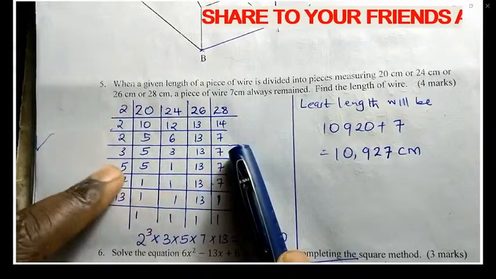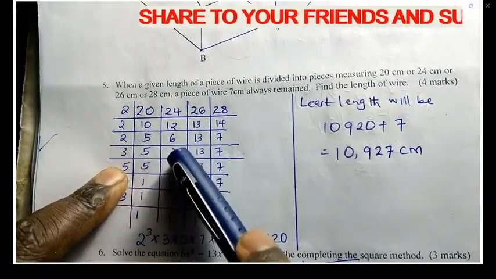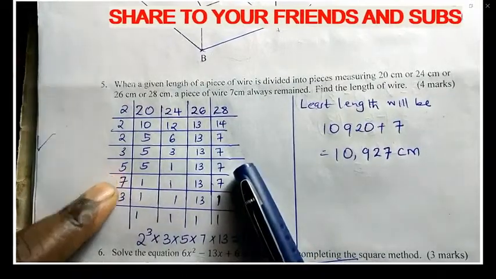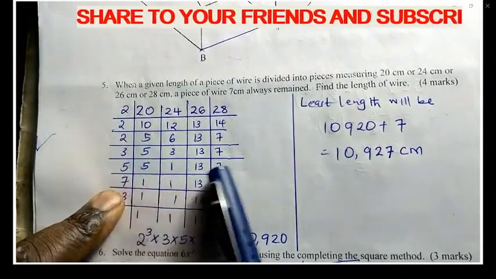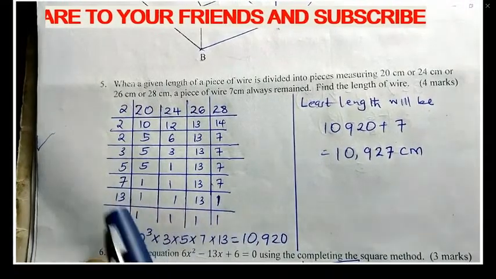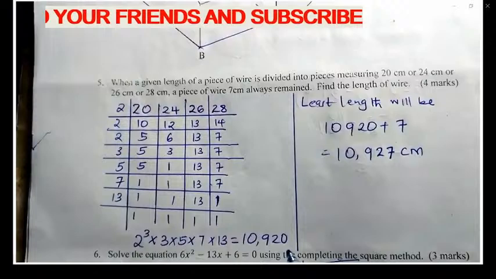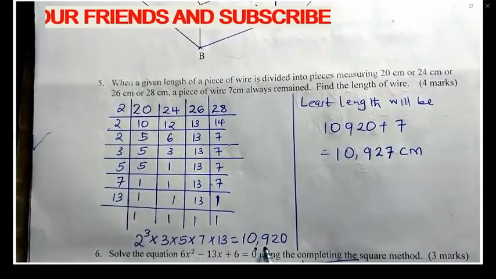So the next number after 2 ni 3. Tunaenda 3, tunamalizana nayo. 3 inaenda 1, zingine zinabaki. The next number is 5. 5 tunaenda hivyo. The next number is 7. The next number is 13. So after that you get the LCM as 10920.